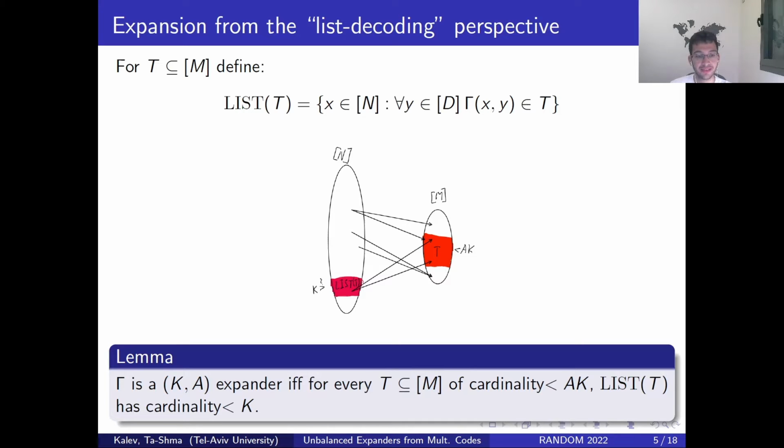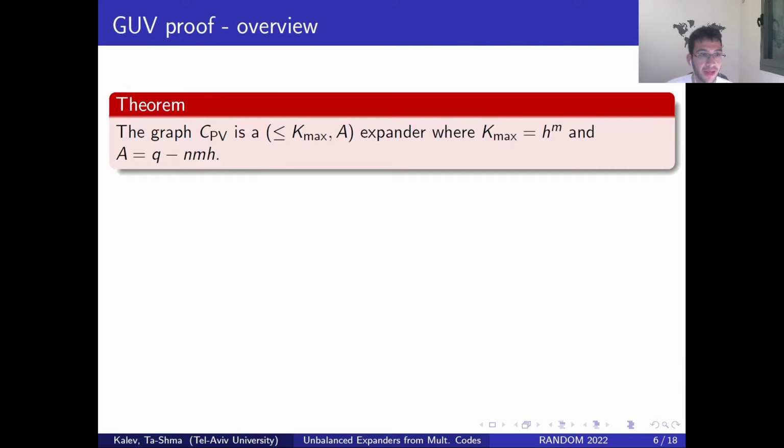And the simple lemma tells us that gamma is a K,A expander if and only if, for every set T of right vertices of cardinality less than AK, the size of the list of T is less than K. With that in mind, let's look at the GUV expansion theorem. The graph GUV is expanding for every set of size less than K max by a factor of A, where K max is h to the m and A equals q minus nmh.